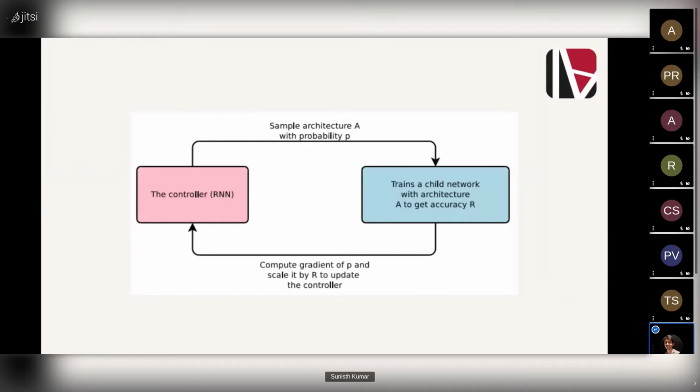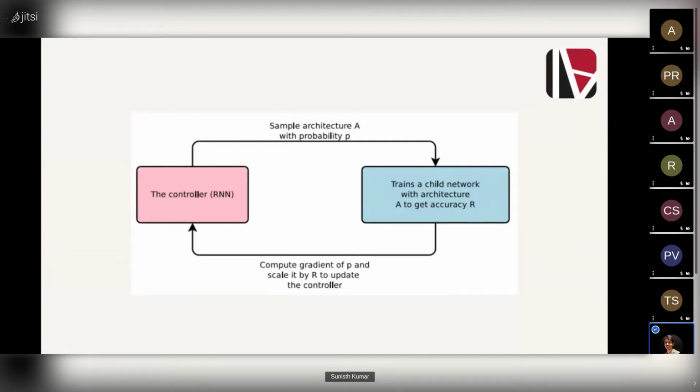So the initial approaches were to use reinforcement learning, where a controller network is trained to come up with architectures that are then trained on the data. The objective of the controller network is to find the network that achieves the highest possible accuracy after training. The controller network takes over the role of an agent, and the accuracy score of the trained network serves as the reward.